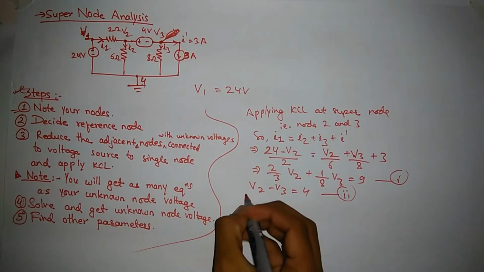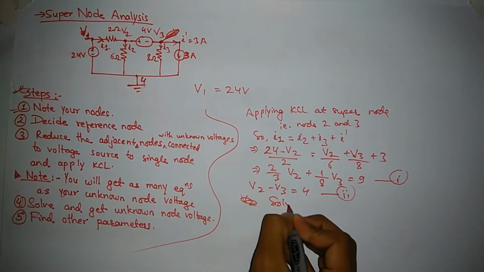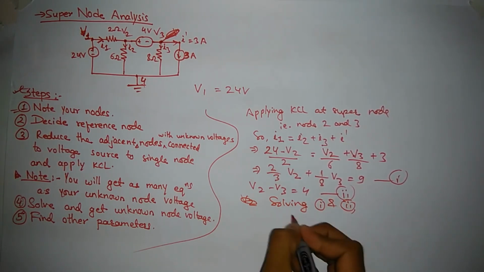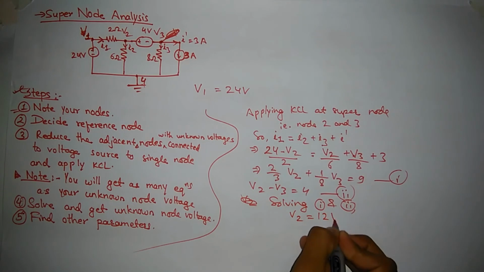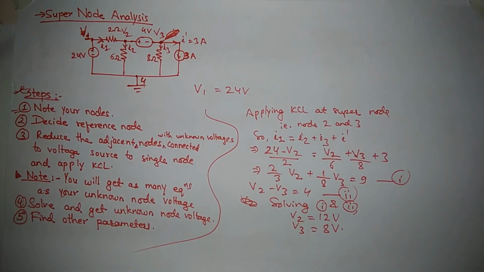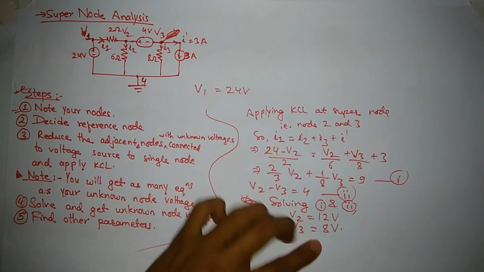Now if I solve these equations, solving I and II, I'll get the value of V2 equal to 12 volt and V3 equal to 8 volt. And you can find other parameters too by using these values.